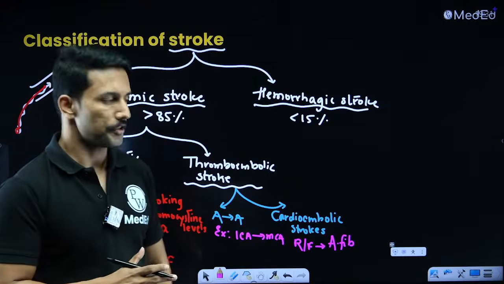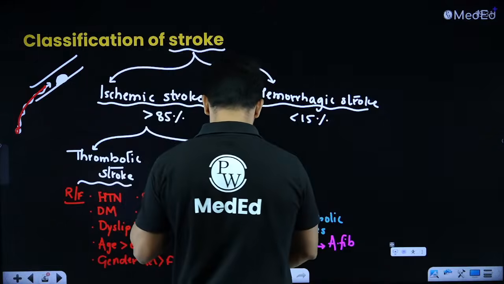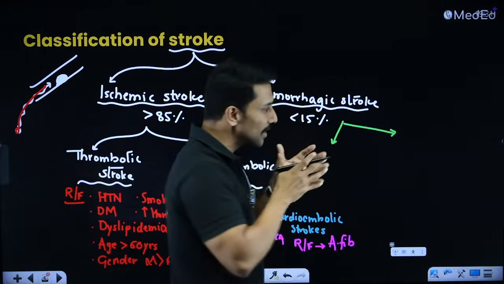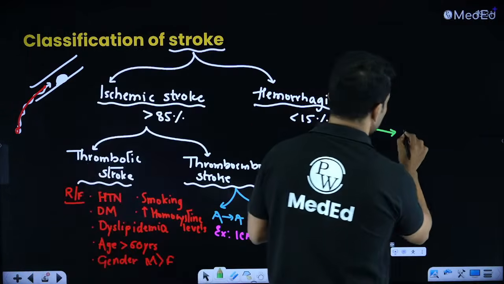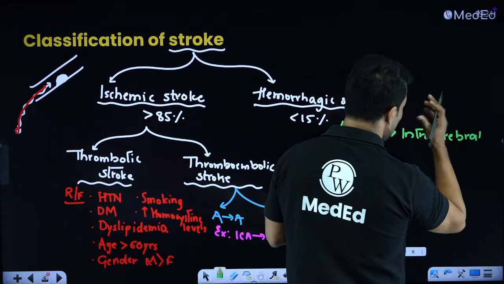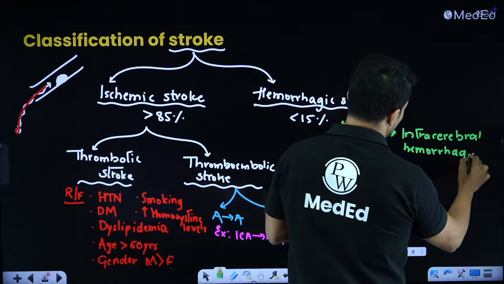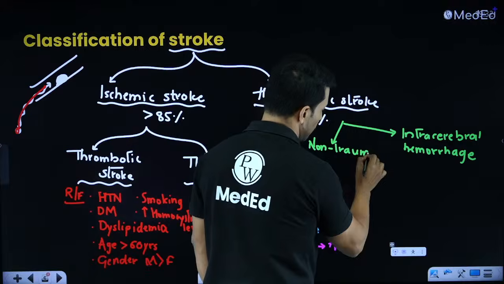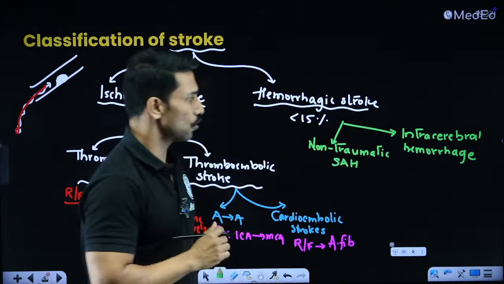Atrial fibrillation. Okay. Now talking about the hemorrhagic stroke. Hemorrhagic stroke are mainly two types. One, you can have bleeding in the brain's tissue, intraparenchymal hematoma or intracerebral hematoma. I'm not talking about intracranial. Of course, intracerebral is intracranial, but specifically bleeding in the brain tissue, intracerebral hemorrhage. And non-traumatic subarachnoid hemorrhage.